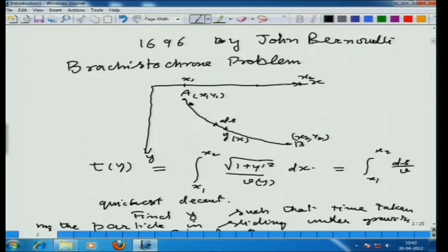As mentioned, the study of the calculus of variations started with the problem posed by John Bernoulli in 1696, known as the Brachistochrone problem, where he asked to find a smooth curve in a vertical plane joining 2 points A and B not on the same vertical level, such that the time taken by a particle sliding under the influence of gravity is the least.